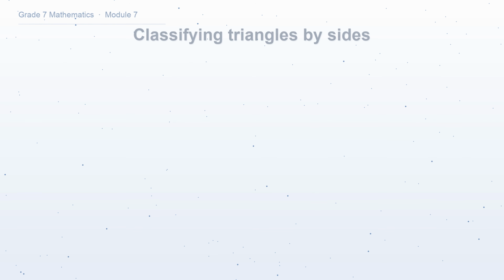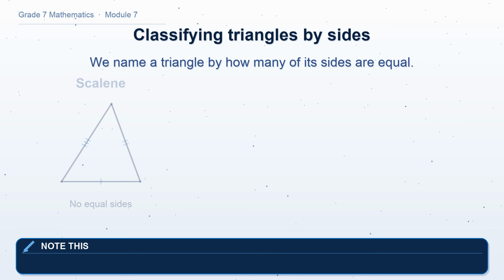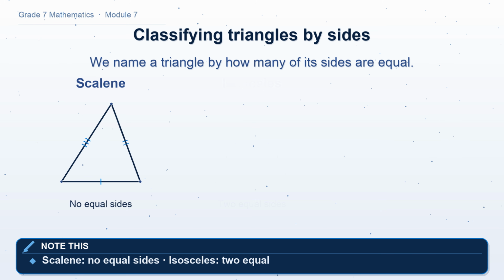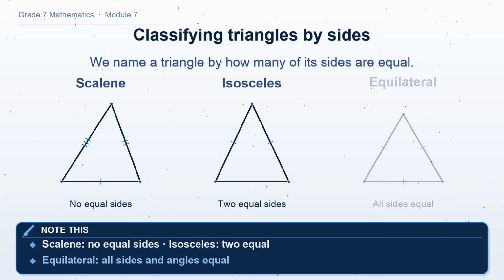Every triangle has three sides, and the first way to sort them is by the lengths of those sides. A scalene triangle has no equal sides. All three are different lengths. An isosceles triangle has exactly two equal sides, which we mark with matching ticks. An equilateral triangle has all three sides equal, and because of that, all three of its angles are equal too. The little tick marks on each side tell us at a glance which sides match.